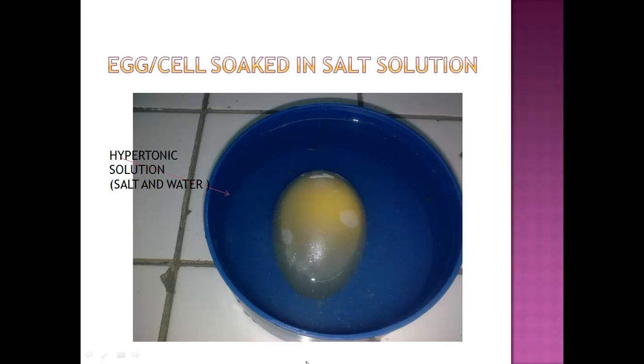Since the outside environment of the cell, represented by the egg, is hypertonic, meaning it is highly concentrated with that solution compared to inside the egg, the tendency is that water inside the egg will rush out towards the highly concentrated solution outside the egg, thus causing it to shrink.